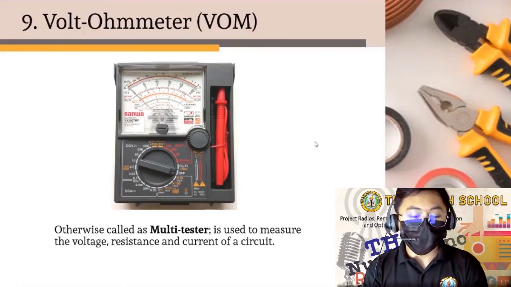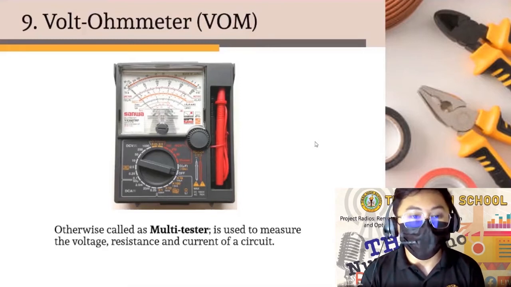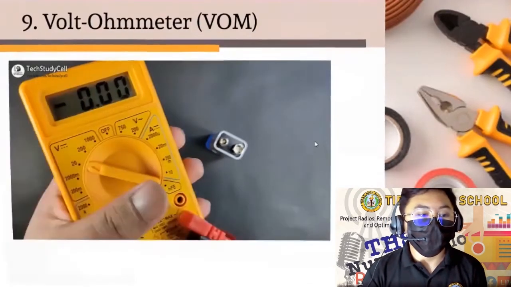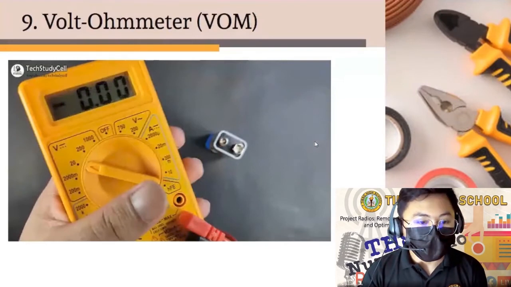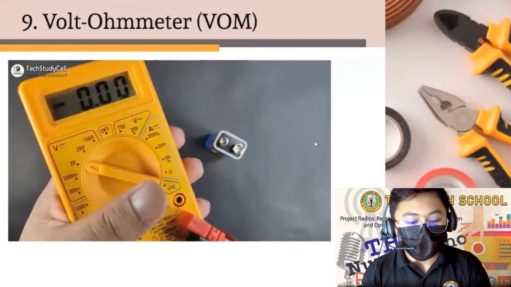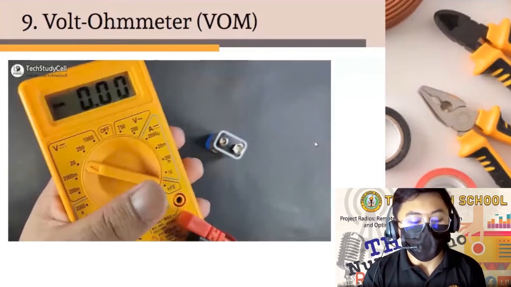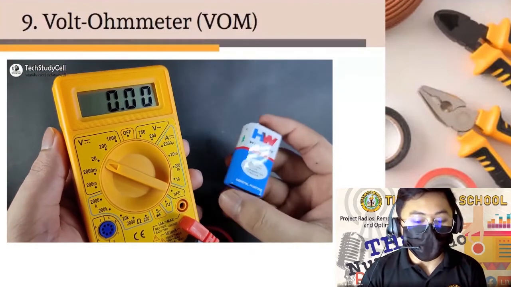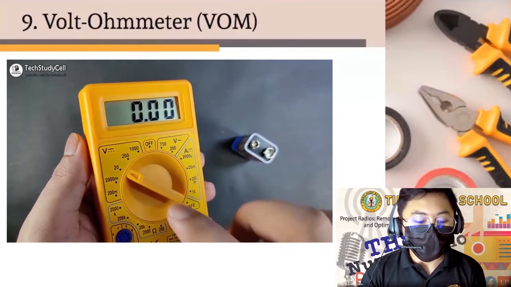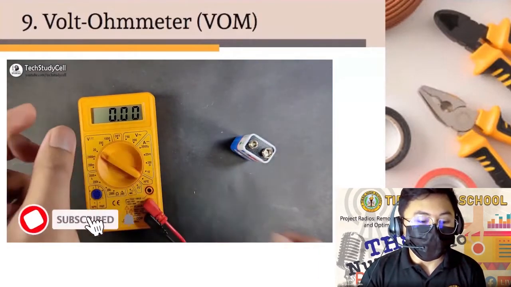Para naman sa demonstration kung paano ito gamitin, let me present to you this video. Ayan. So, ganito yung ibang itsura ng multi-tester or volt-ohmmeter. Ayan. So, in this video, we will be measuring the volts of a 9-volt battery. So, first, you need to select the right voltage parameter. Since we are only measuring small amount of volts, 20 is enough.